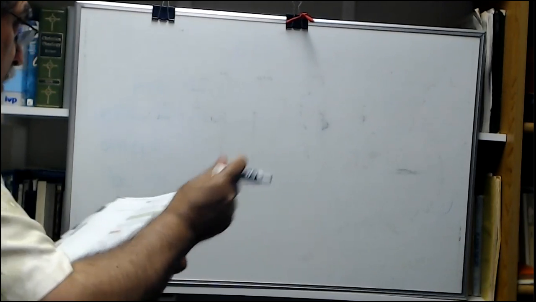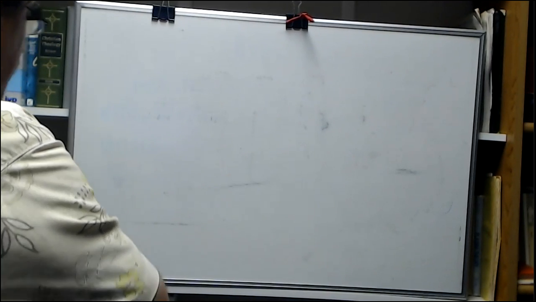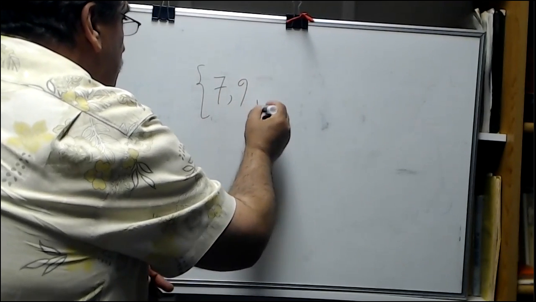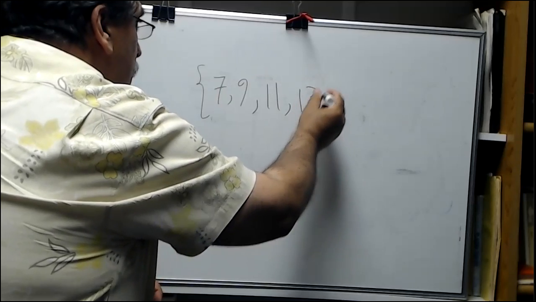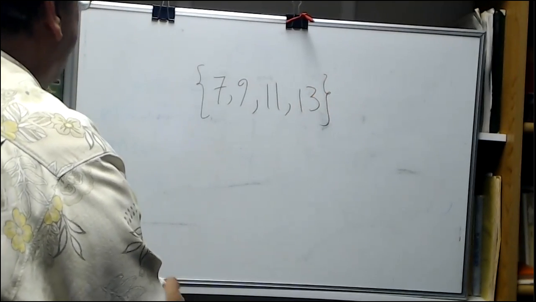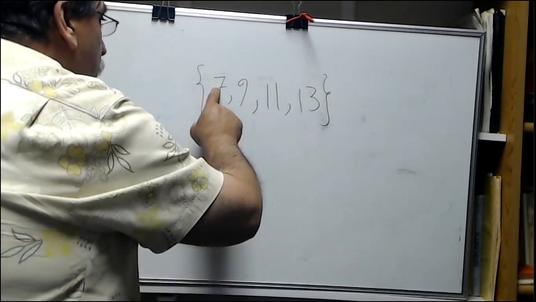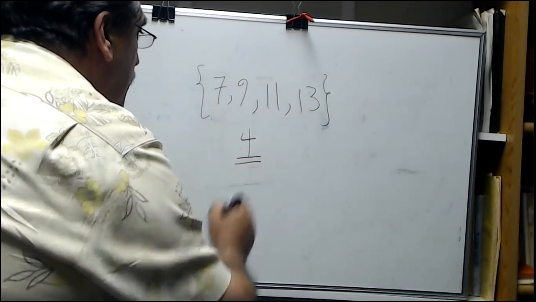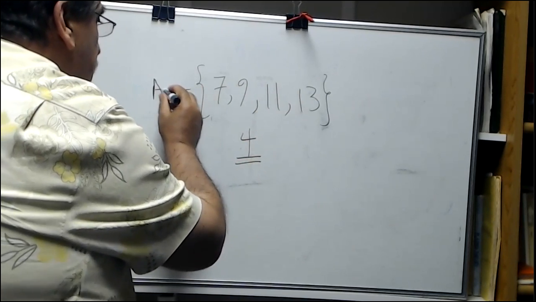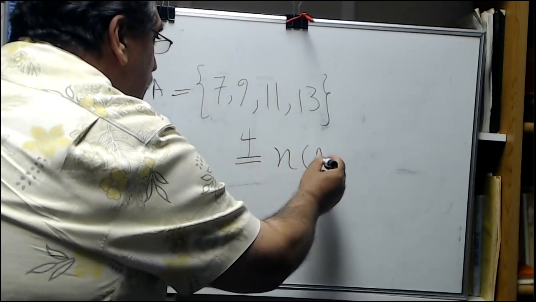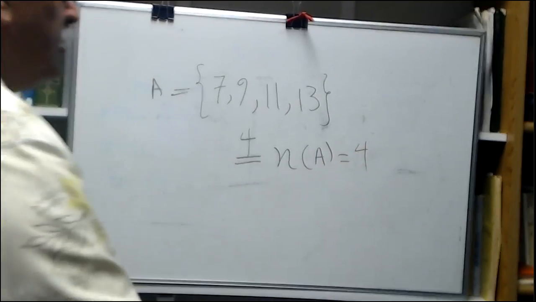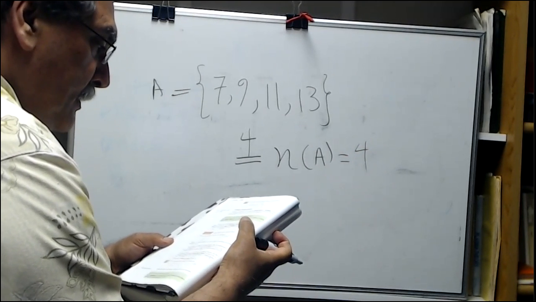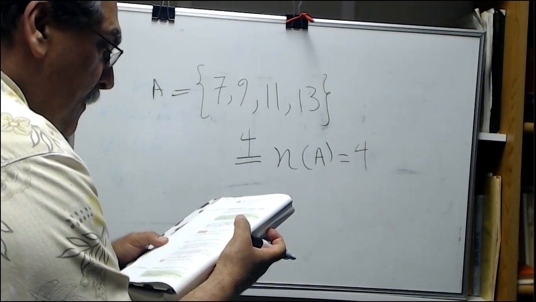We have a set 7, 9, 11, and 13. To find the cardinal number, just count the number of elements: 1, 2, 3, and 4. So the cardinal number of this set is 4. If this is called set A, n of A is equal to 4. Okay? Let's look at set D. Or actually, let's look at set B first.